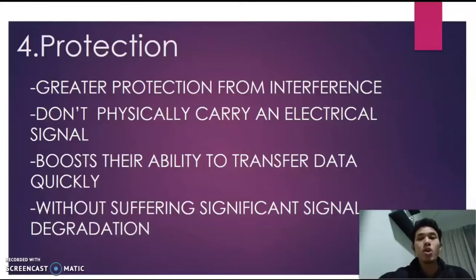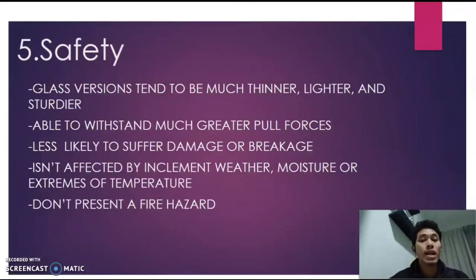Well, last but not least, fiber optic cables provide more safety and are more reliable than the traditional ones. Another difference between optical fiber and copper cable is that the glass versions tend to be much thinner, lighter, and yet sturdier, making them able to withstand much greater pull forces and thus less likely to suffer damage or breakage across long runs than equivalent lengths of metal cabling. Fiber isn't affected by inclement weather, moisture, or extremes of temperature to nearly the same extent that metal wiring can be. And furthermore, the fact that glass fibers don't carry a current means that they don't present a fire hazard, even when damaged or aging.